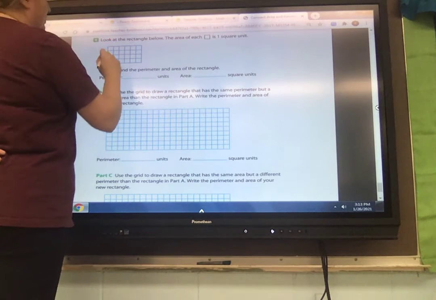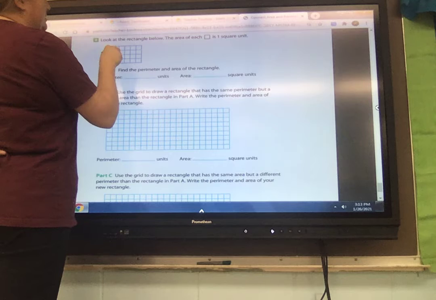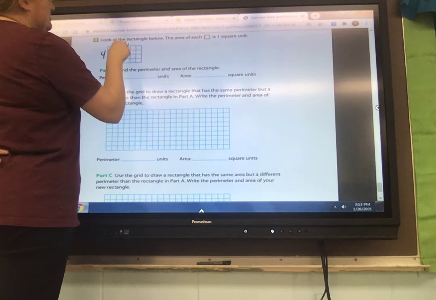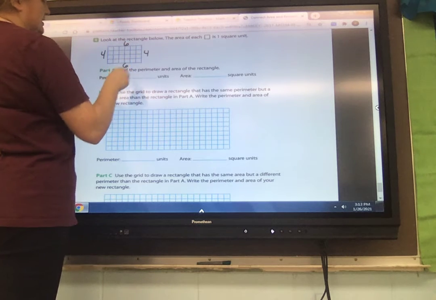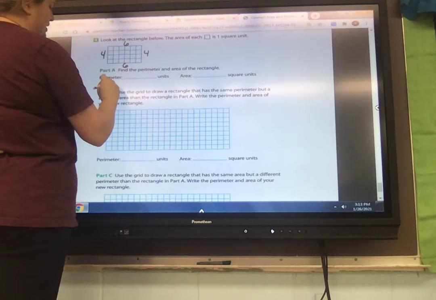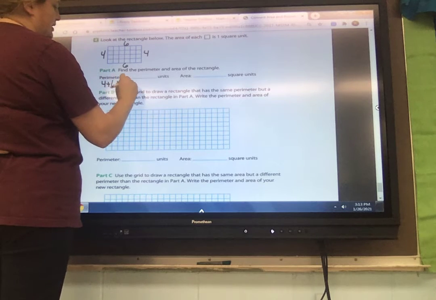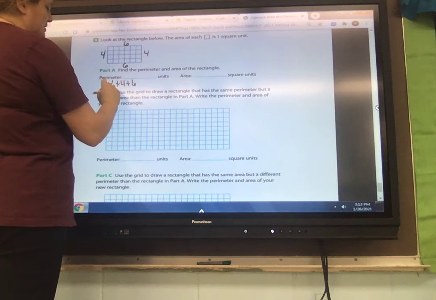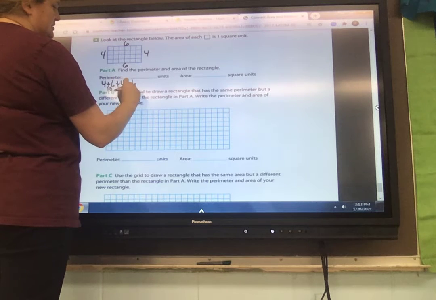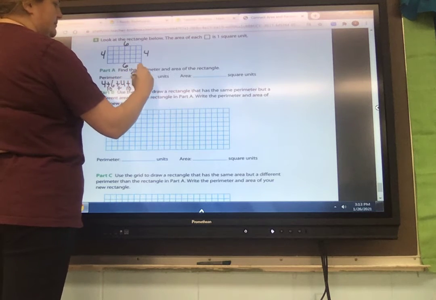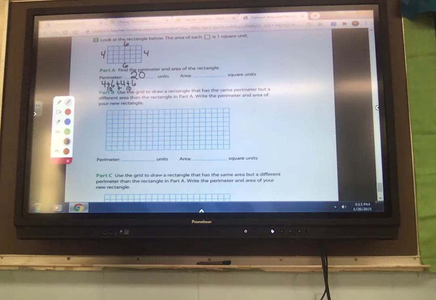So 1, 2, 3, 4. 1, 2, 3, 4, 5, 6. 4, 6. Let's add. 4 plus 6 plus 4 plus 6. 4 and 6 make 10. 4 and 6 make 10. 10 and 10 make 20. You should have got 20 for your perimeter.